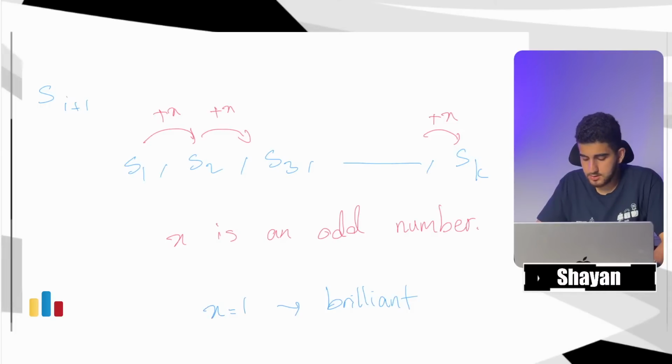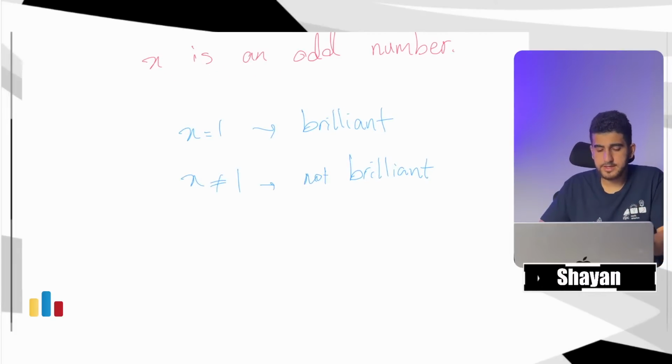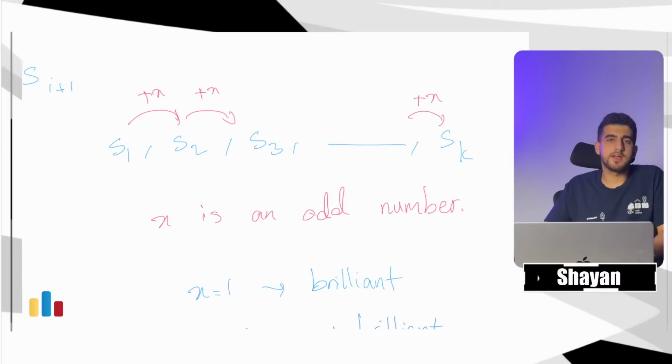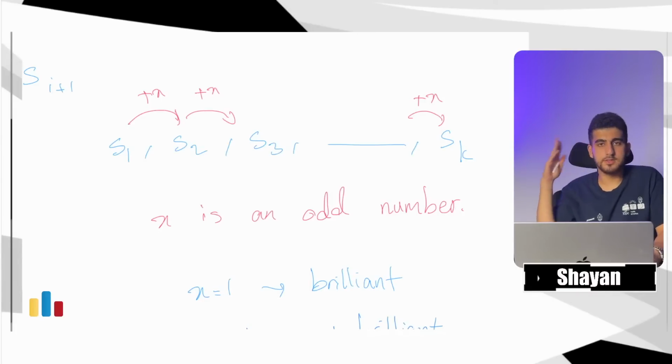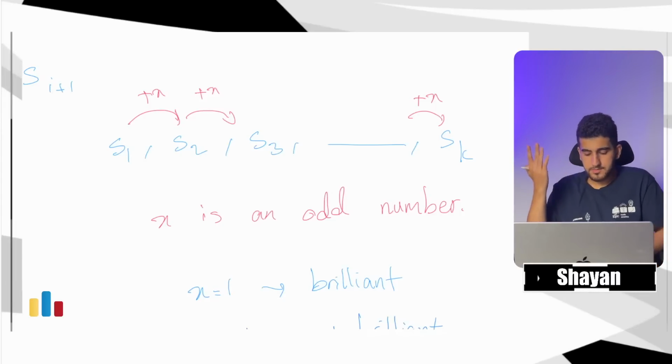Okay, so now if x is equal to 1, it is brilliant. If x is not equal to 1, it is not brilliant. Now what is the point? The point is that, again, this is kind of number theory as well. I guess that maybe the authors of the contest have a strong background in mathematics. I guess maybe they were in IMO, etc. Because in most of the problems you see number theory.